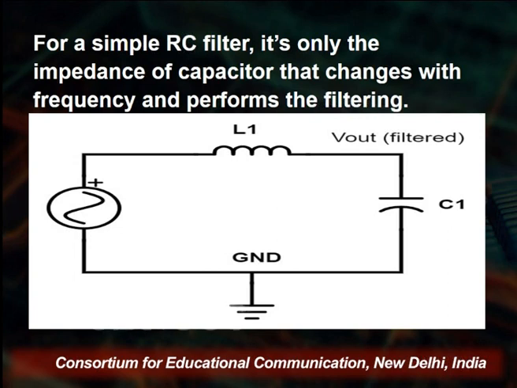Next, with the LC filter, both components contribute to the filtering. Like for the low pass LC filter, in addition to the capacitor sending the high frequency to the ground, high frequencies are also blocked by the inductor from reaching the output. So, both will work. The capacitor will send the high frequency to the ground, and the inductor will block the high frequency from reaching the output.